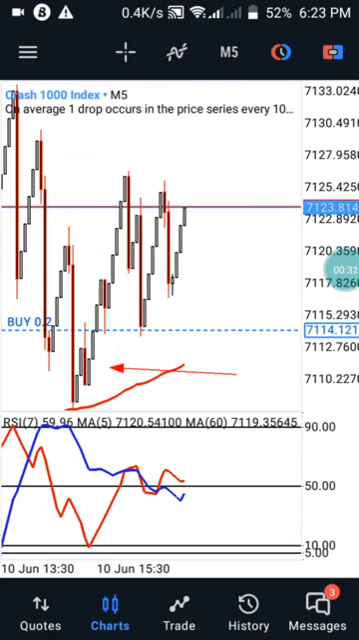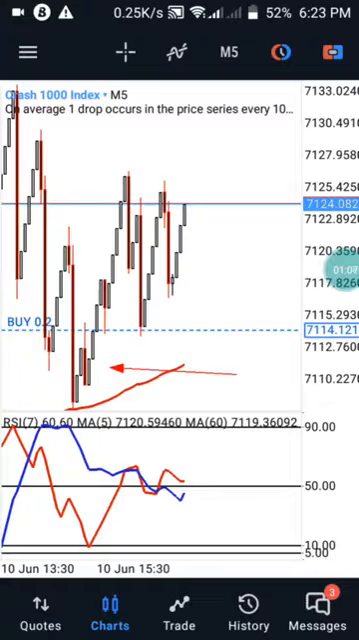This strategy works on all four pairs: Crash 1000, Boom 1000, Boom 500 and Crash 500. But don't worry guys, I'm going to release a video on each of these pairs, and I will explain in detail how to use this strategy to trade successfully. This strategy is one of the best that you can use to scalp the market, most especially on the 5-minute time frame.